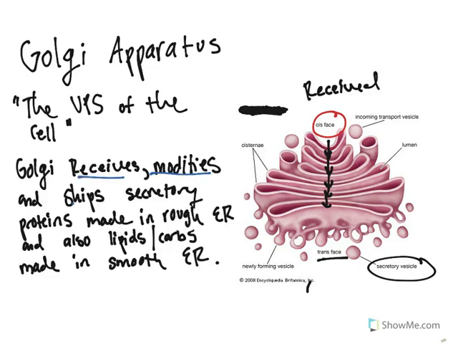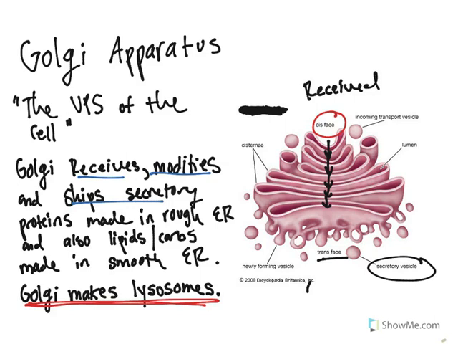So it receives, modifies, and ships these proteins. And another thing that's interesting about the Golgi is sometimes it receives these enzymes called hydrolases. And when it does, the Golgi makes lysosomes, which are another organelle that's part of the endomembrane system. So when the Golgi receives very special enzymes, it'll actually create lysosomes. But before we get to lysosomes, let's take a look at these secretory vesicles.